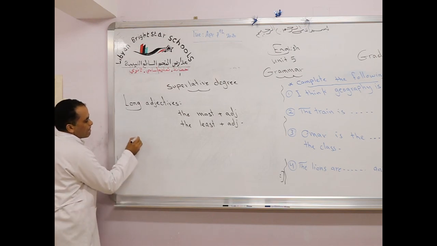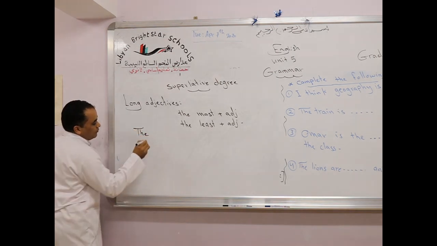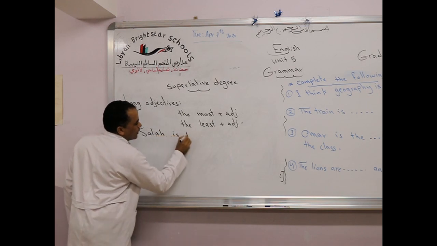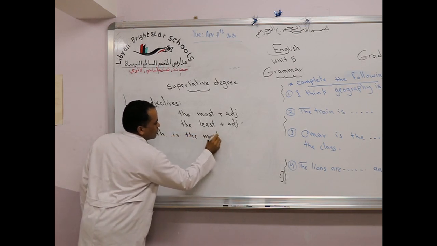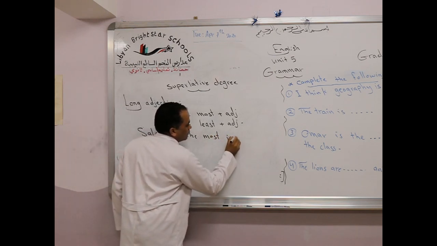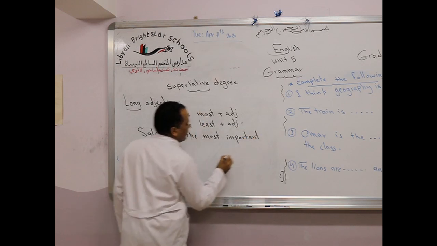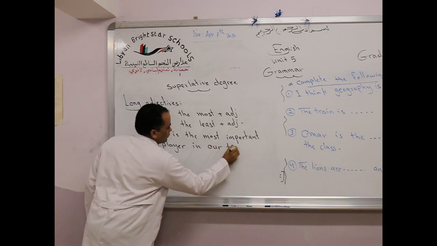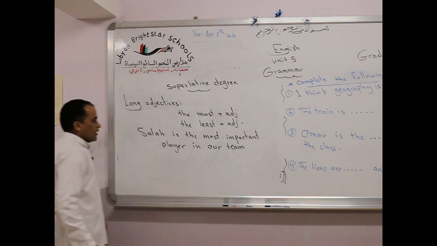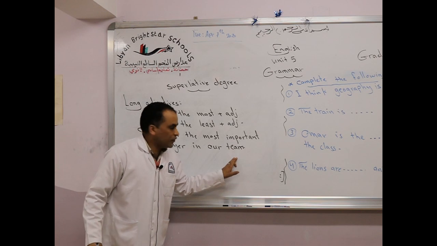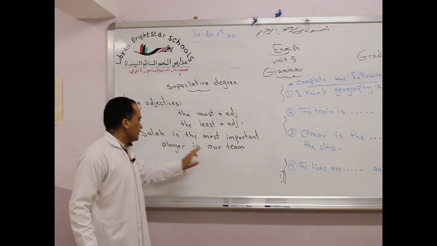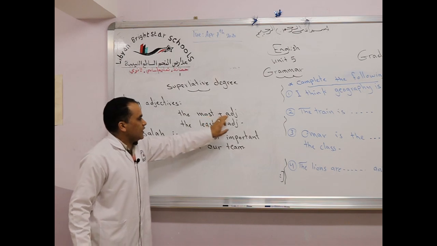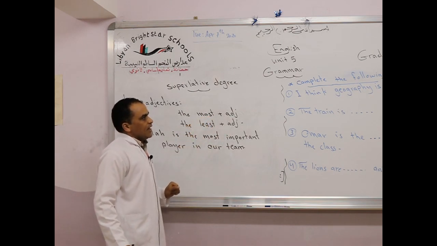For example, Salah is the most important player in our team. In this sentence, I made a comparison between Salah and the rest of our team. Salah is the most important player in our team. Again, with long adjectives, the form the most plus adjective or the least plus adjective is used.